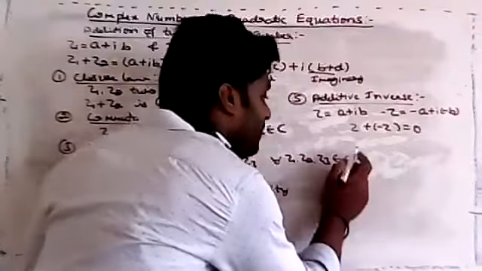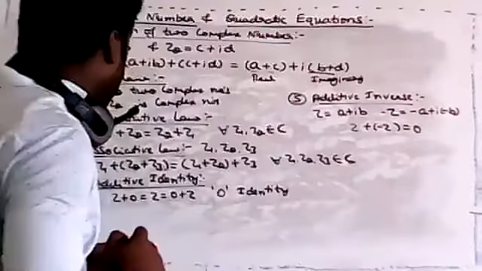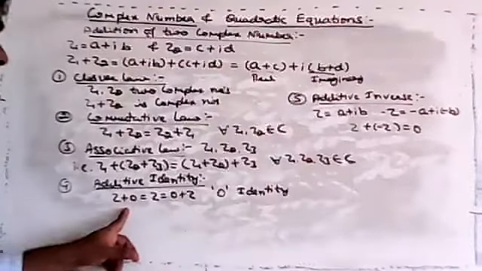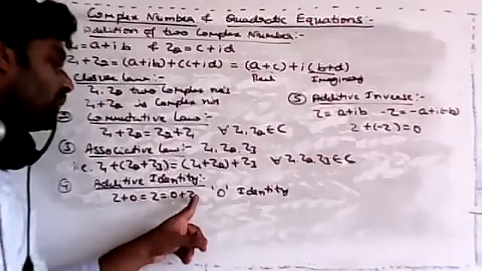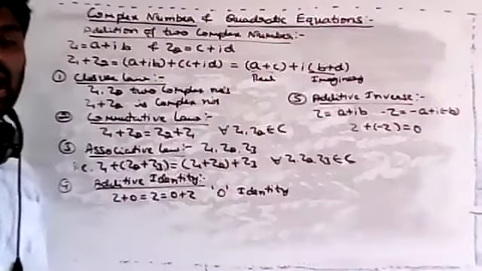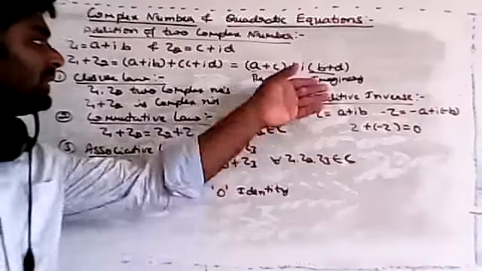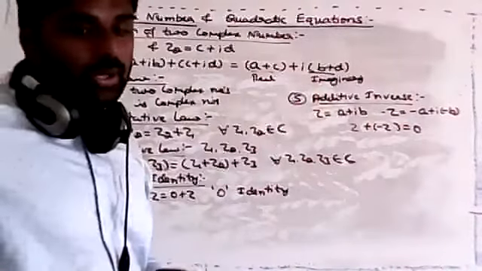The complex number. And additive identity means what? Z plus 0 equal to z, which is equal to 0 plus z. Here 0 is the additive identity. And similarly the last one, additive inverse, that means what?